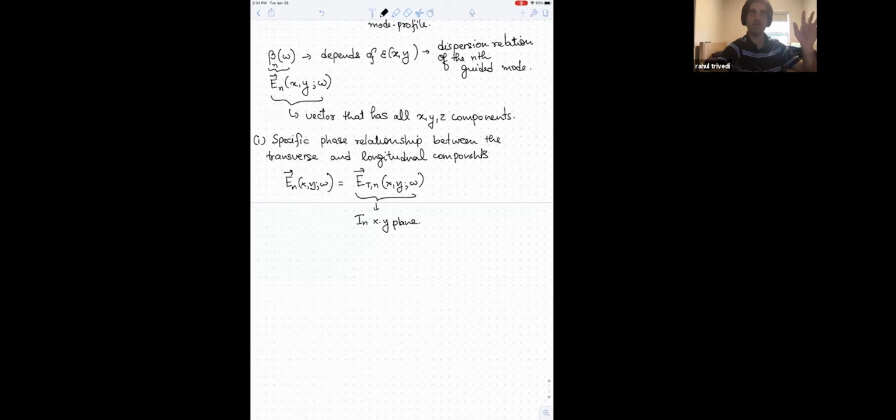So it's a vector. So the transverse field components, and this is a real field. So this is a completely real vector field. It's not complex. Plus it has a z component, which is pi by 2 out of phase with respect to the transverse component, right?